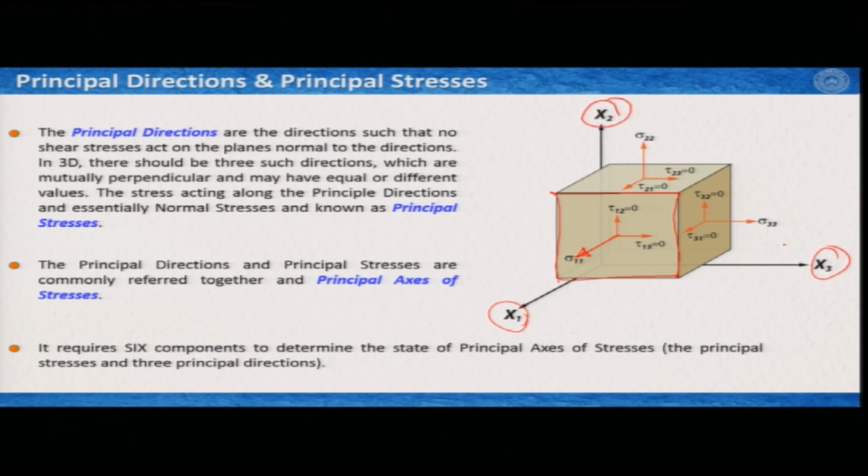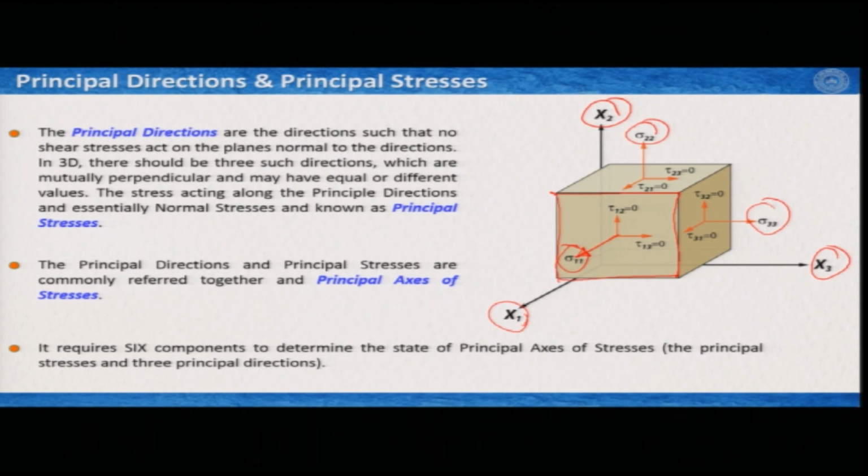Because x1, x2 and x3 are my coordinate frame in a Cartesian system, sigma 1 1, sigma 2 2 and sigma 3 3 are my principal directions as well, along the direction it is working. In 3 dimensions there should be 3 such directions, as we have seen, which are mutually perpendicular and may have equal or different values.